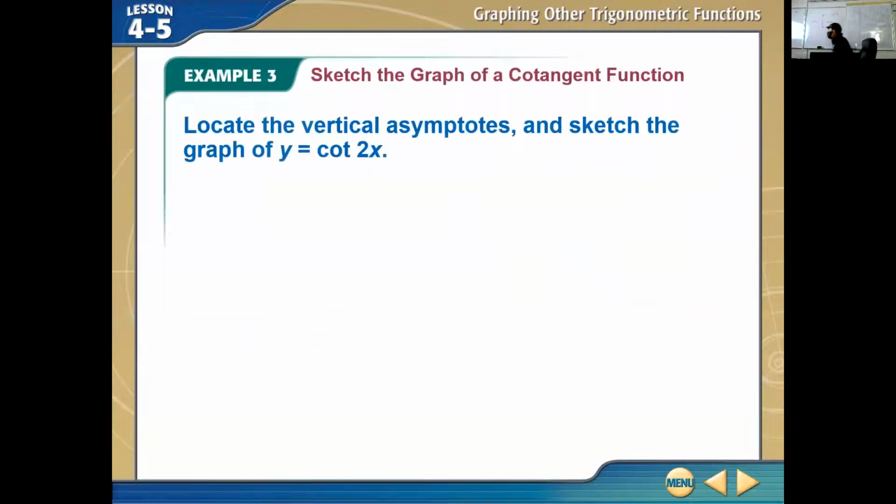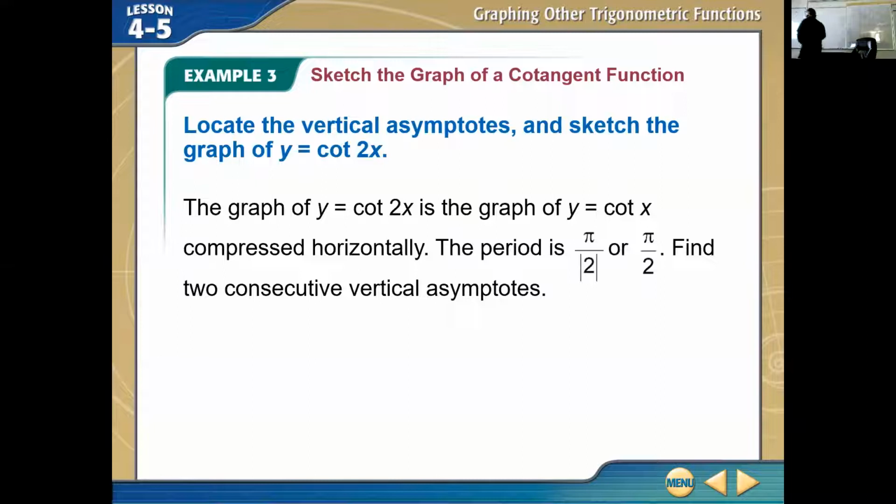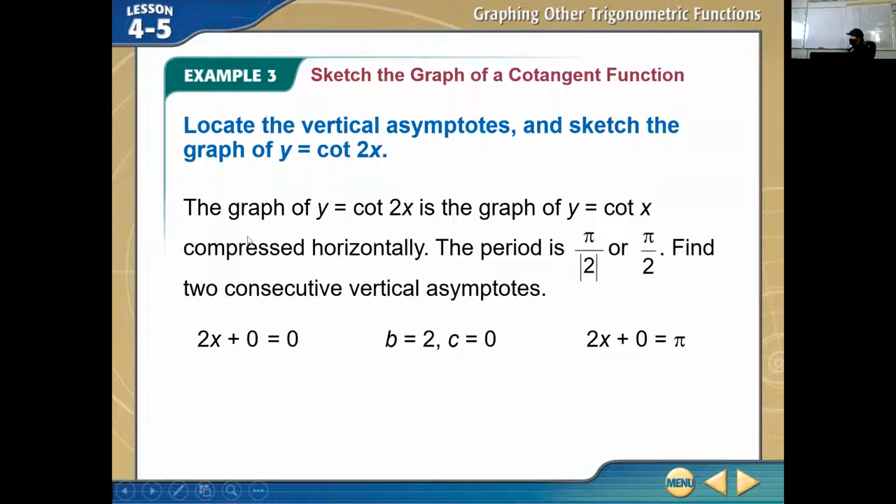Okay, so locate the vertical asymptotes and sketch the graph of cotangent of 2x. The first thing we're going to do, like always, is find our period by taking pi over the absolute value of b. So in this case, the period is pi halves. And we want to find two consecutive vertical asymptotes. So we set the interior, bx plus c, equal to 0.